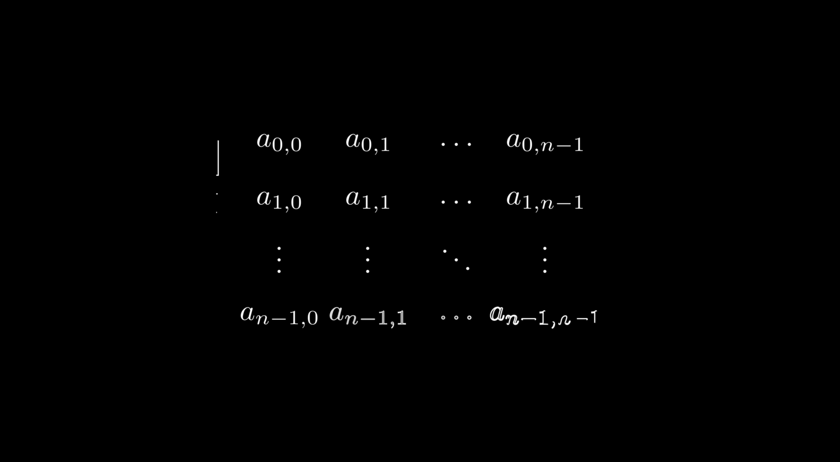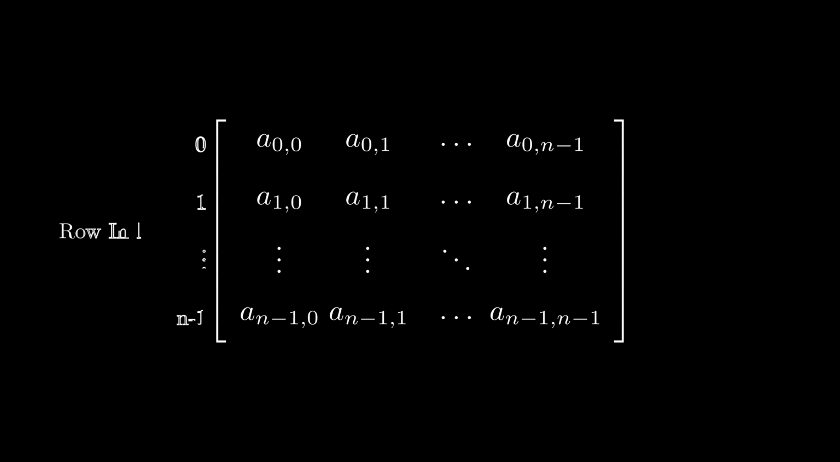A matrix can be seen as a 2D data structure. It has rows indexed from 0 to n-1, and similarly columns are also indexed from 0 to n-1. For simplicity, I'm assuming the same number of rows and columns, but they can be different. This indexing allows for easy identification of the matrix elements, where the first number in the subscript represents the row index and the second number represents the column.